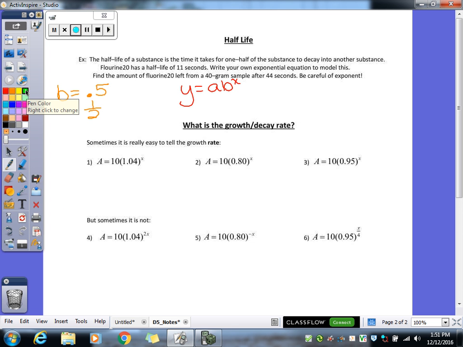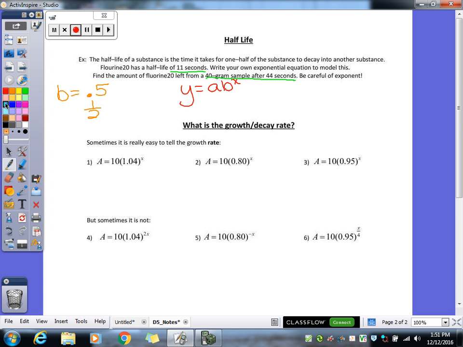So in this problem, we have fluorine 20 has a half-life of 11 seconds. Write your own exponential equation to model this and find the amount of fluorine 20 left from a 40 gram sample after 44 seconds. Be careful of your exponent. I have a lot of people when they read that, first thing they do is plug in 44 as their x, but that's not going to be your x value.